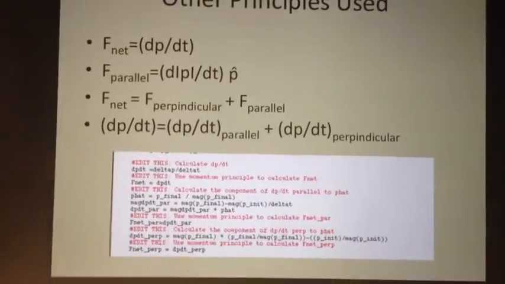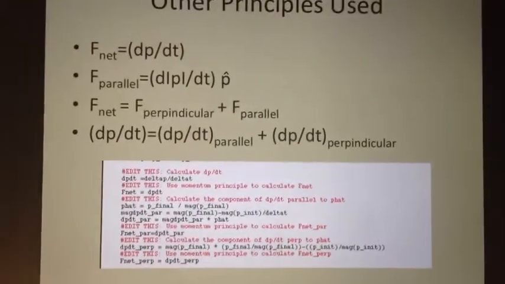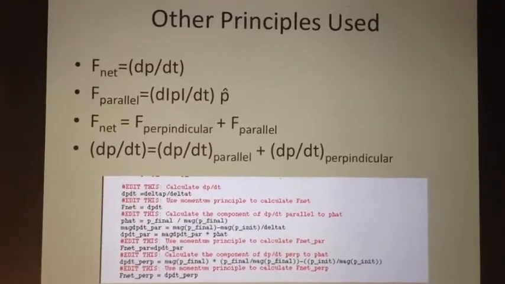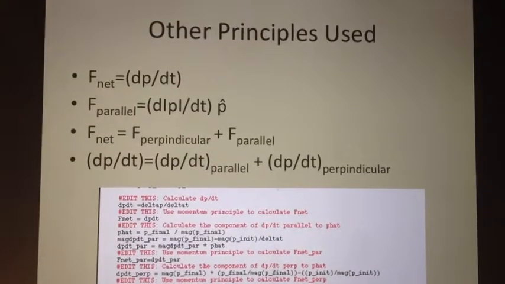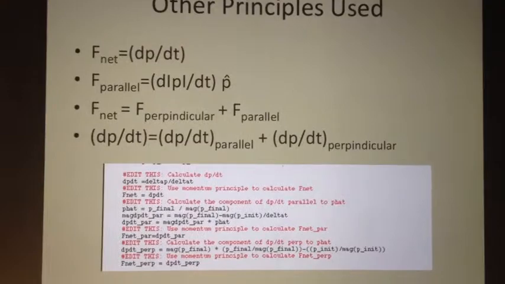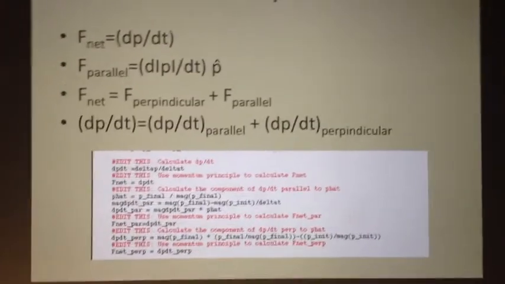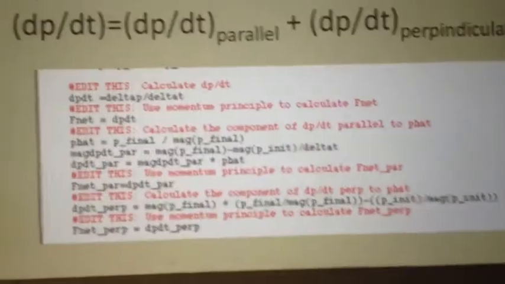F net equals dp/dt, F parallel equals d times the magnitude of p over dt. F net equals F perpendicular plus F parallel, and the same is true for dp/dt, in that dp/dt parallel plus dp/dt perpendicular equals dp/dt. And you can see that in my code here.